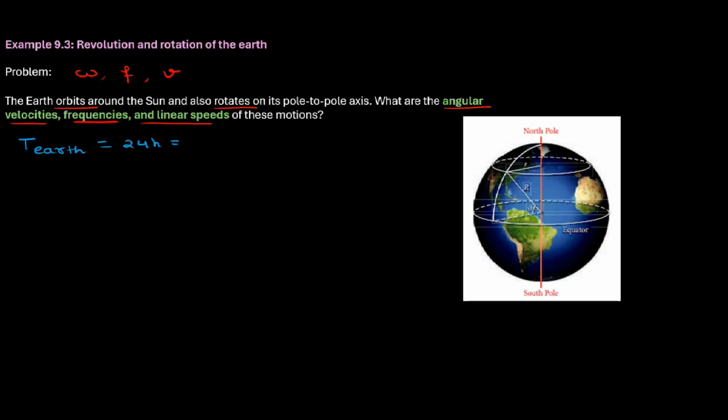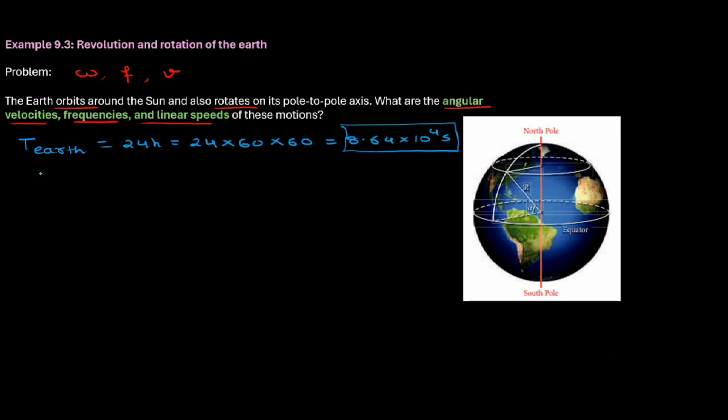This time in hours I will convert into seconds. We know every hour has 60 minutes and every minute has 60 seconds. So when you solve this, you get time in seconds as 8.64 times 10 to the power 4 seconds. So this is the time the Earth takes to complete one rotation around its axis.